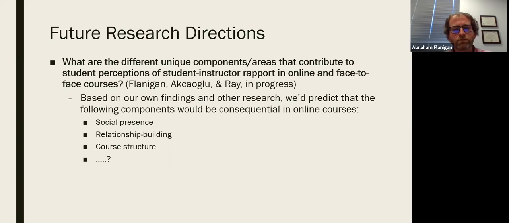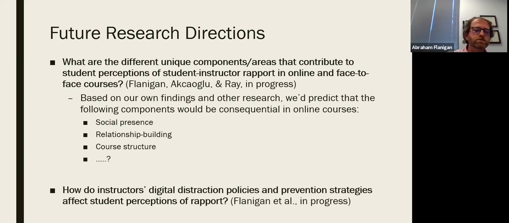So for example, based on our own findings in online courses, we'd predict that the following components would be seen by students as consequential in online courses for rapport: the amount of instructor social presence, the amount of relationship building that the instructor engages in, the course structure, and whatever else we can find through those surveys and interviews.